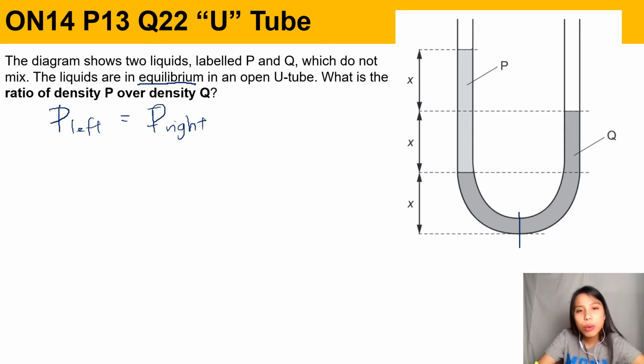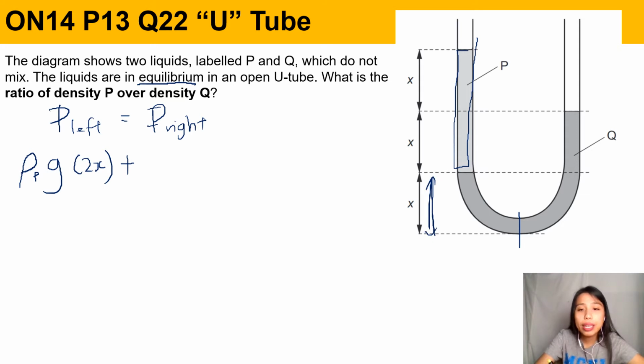So on the left side, what do we have? We have this very light colored liquid there. So there will be rho of that liquid P times g times the height, which is 2x. That's the height of that light liquid. Plus, okay, here I'm going to show you why we can ignore the bottom part. So let's say we want to add this bottom part also. That will be the density of liquid Q, g times x. That's if you want to consider that bottom part.